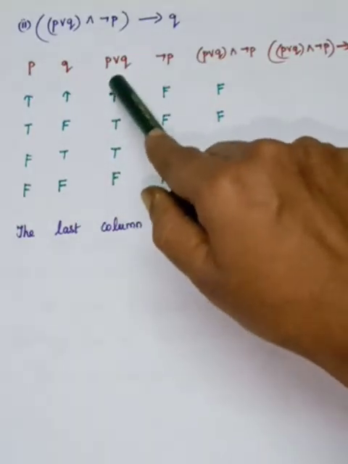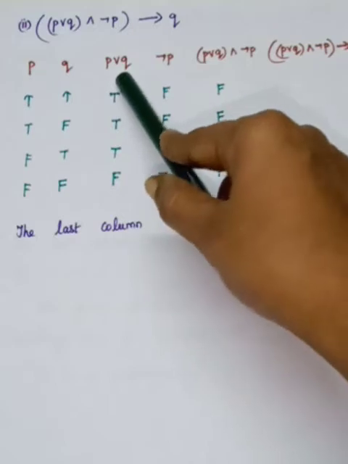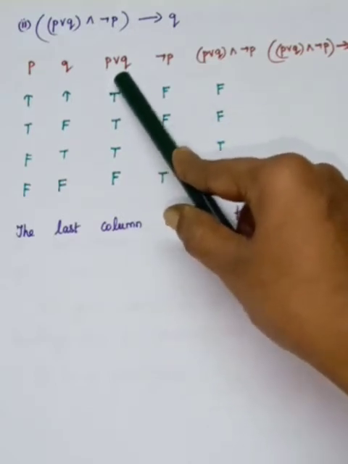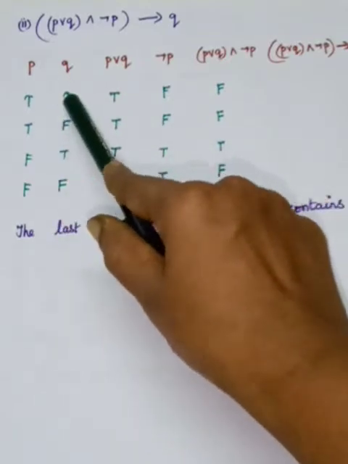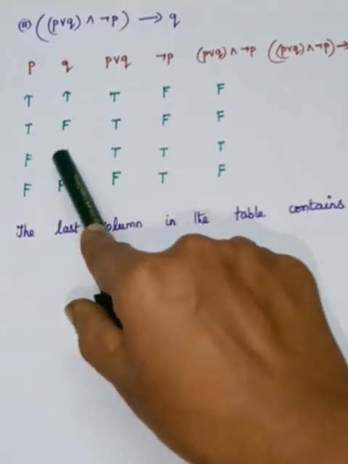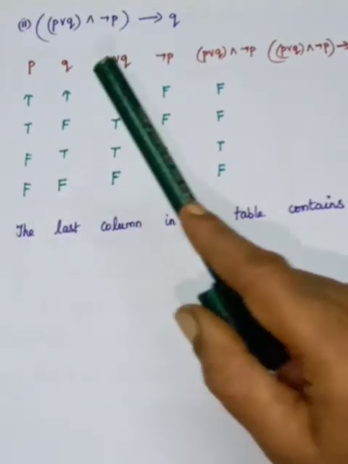After filling this, here it is what? It is P or Q. Or Q means any one is true, it is true. Both are true, so it is true. So here both are true, so it is true. Here one P is true, so it is true. Here Q is true, so here it is true. So here both are false, so it is false.